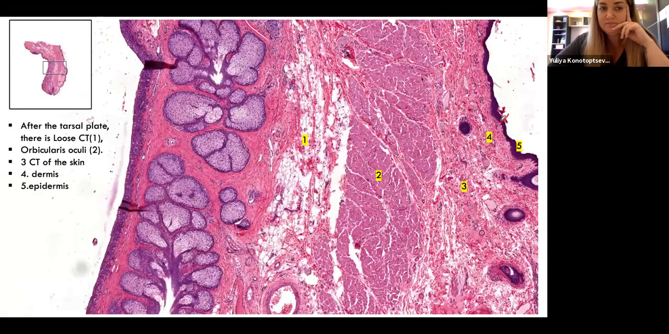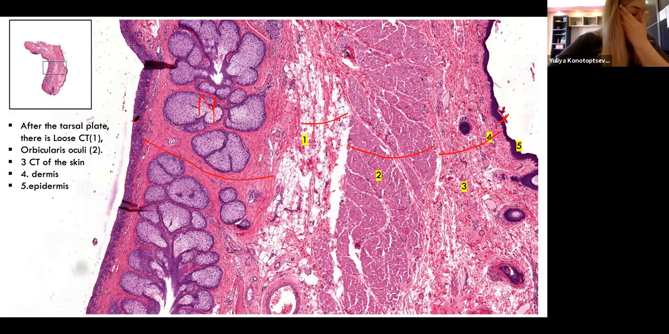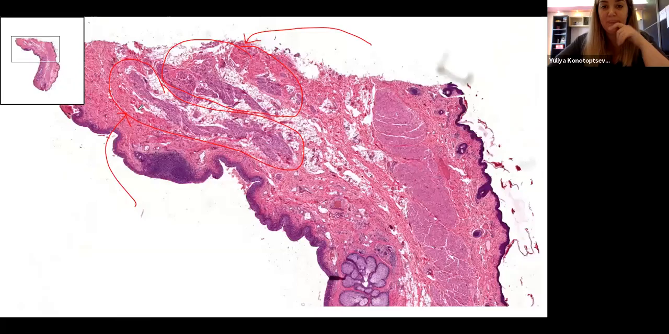So this is epidermis, dermis, orbicularis oculi, right, which is the skeletal muscle, clearly visible here. We have a bunch of bundles. Loose connective tissue, tarsal part, which is the dense connective tissue, meibomian gland, and conjunctiva. To be more specific, the palpebral conjunctiva is right here.